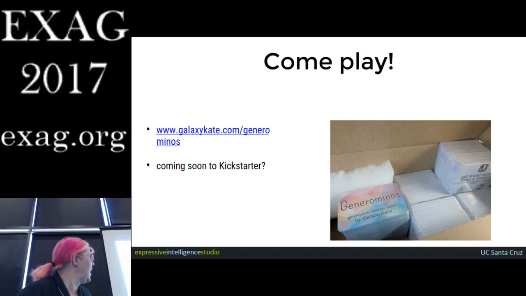Anyway, I have now printed these out, but they're also Creative Commons. I have a couple of decks here to sell, and maybe they'll come soon to Kickstarter, because right now they're $25 a packet, and I would like to get them down to like 7. But yeah, any questions?